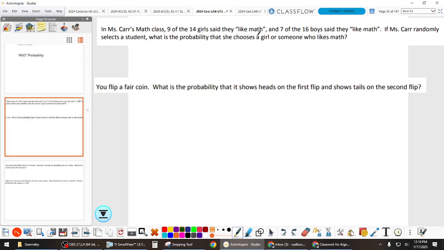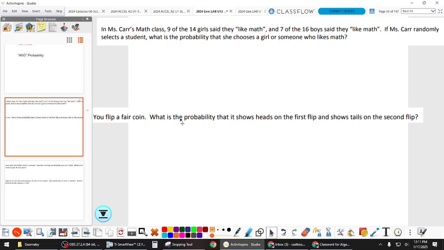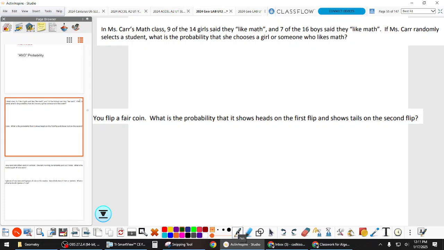There's 14 girls and 16 boys in a class. Ms. Carr randomly selects a student. What's the probability she chooses a girl or someone who likes math? Of course, in this class, it would be 100% who likes math, right? I know, it's not the favorite subject. Okay, what's your first question?